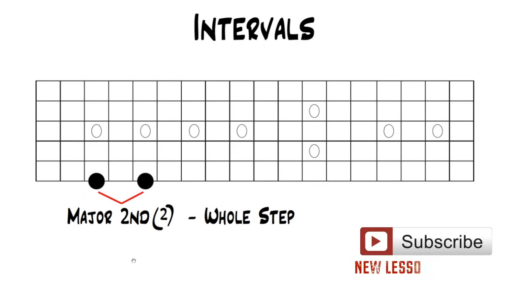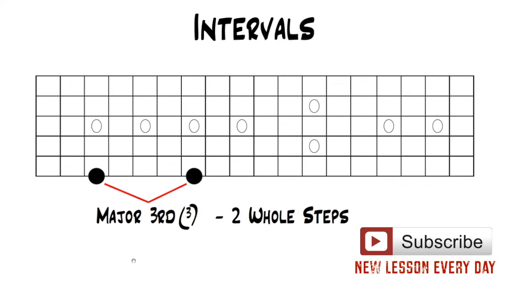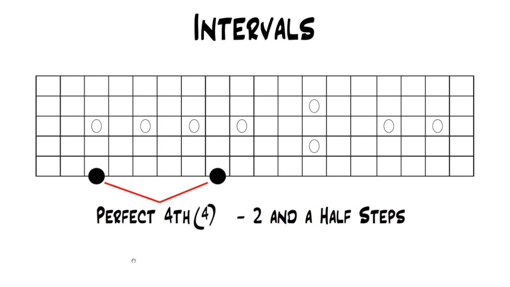If you go up 1 more half step, you're at a minor third. So 2 notes that are a step and a half apart are a minor third or a flat 3. If you go up another half step, it becomes a major third. So 2 notes that are 2 whole steps apart are a major third apart. If we go up another half step, it becomes a perfect 4th. So 2 notes that are 2.5 steps apart are a perfect 4th, or just a 4.